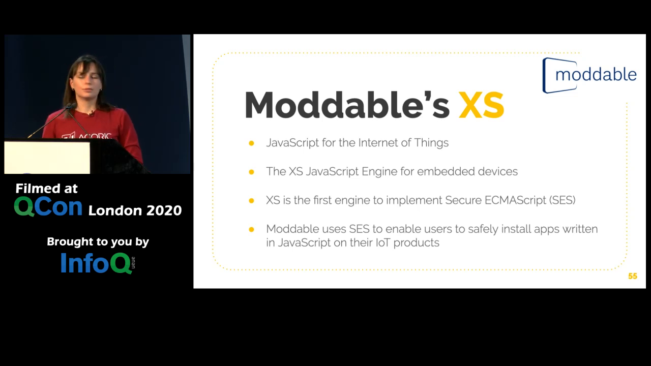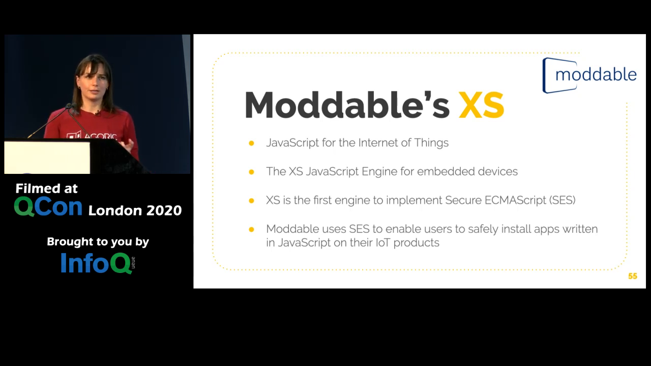First, Moddable is a company that's doing JavaScript for the Internet of Things. So it's a little similar to the talk that Gordon gave this morning. They have a JavaScript engine called XS that's specifically for embedded devices, and they've already built SES for XS. They use SES to enable users to safely install apps using JavaScript on their IoT devices.